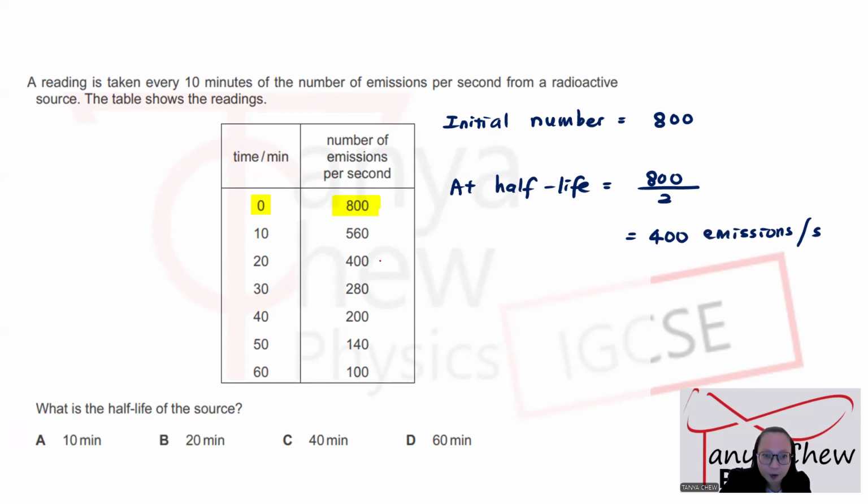Now, since the table is given and no background radiation is mentioned, just look at the number of emissions per second. Where is 400? This is 400. And what is the half-life? Half-life is the time. So it is 20 minutes. So 20 minutes is the half-life.